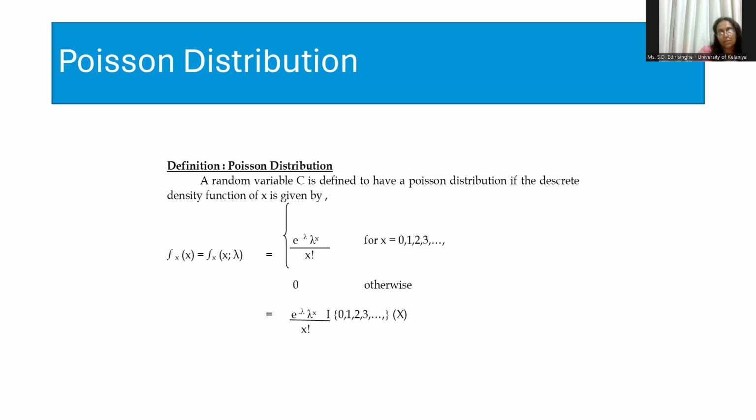Poisson distribution. A random variable X is defined as having a Poisson distribution if the discrete density function is e to the power minus lambda, lambda to the power X divided by X factorial. So you know what is factorial.